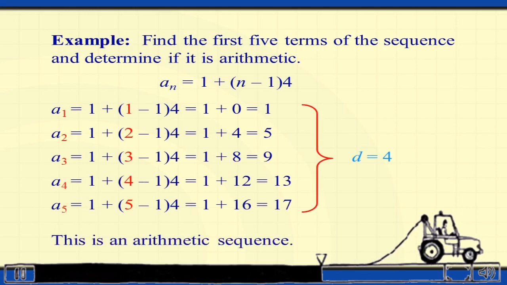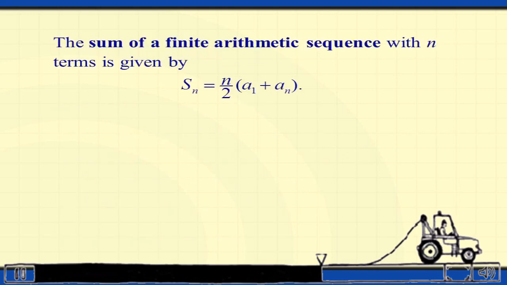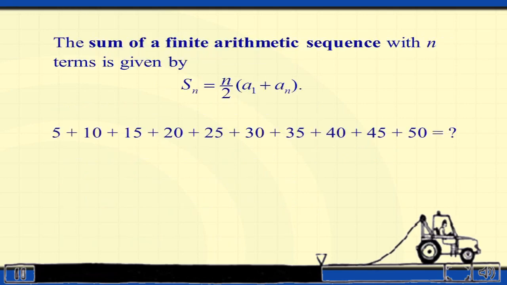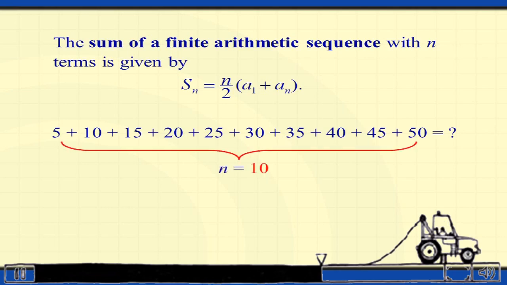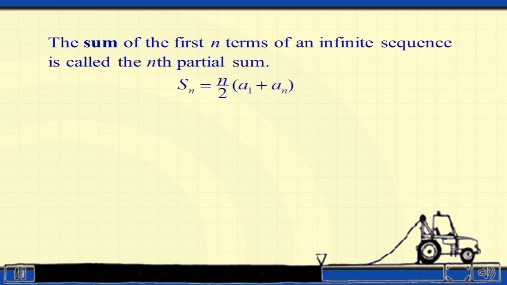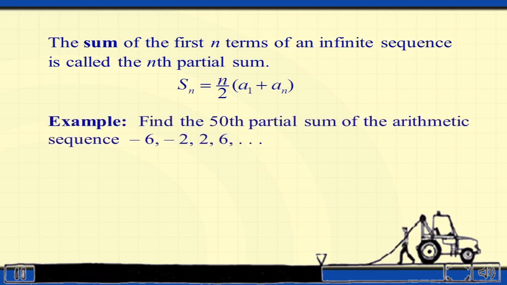This is an arithmetic sequence. The sum of a finite arithmetic sequence with n terms is given by Sn equals n divided by 2 into a plus an. The sum of the first n terms of an infinite sequence is called the nth partial sum. Sn equals n divided by 2 into a plus an. Find the 50th partial sum of the arithmetic sequence minus 6, minus 2, 2, 6.